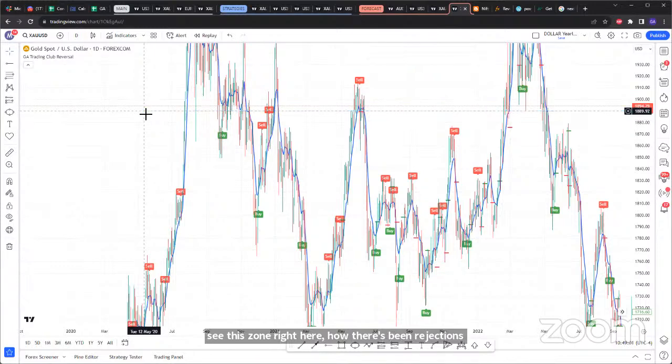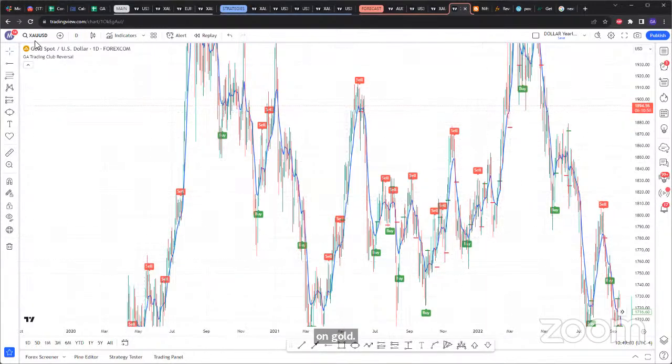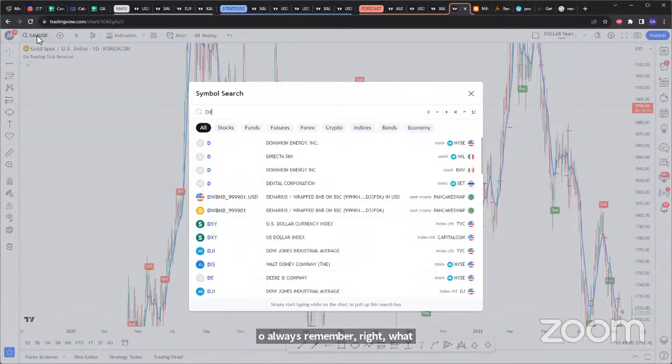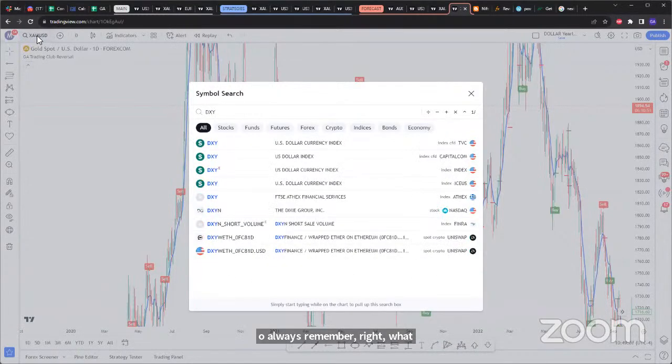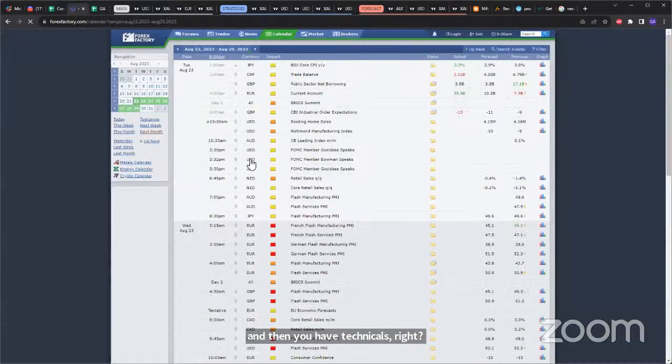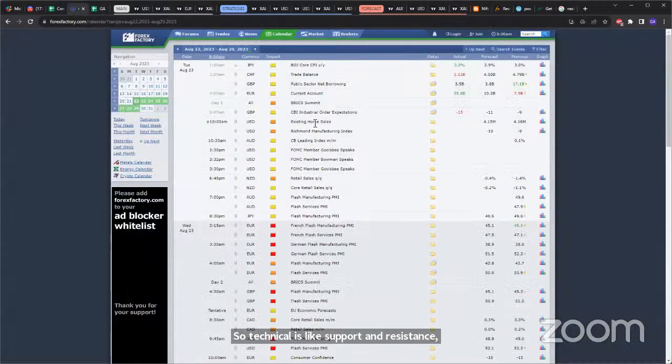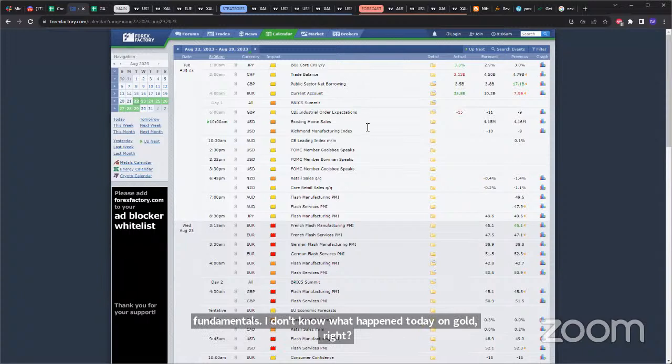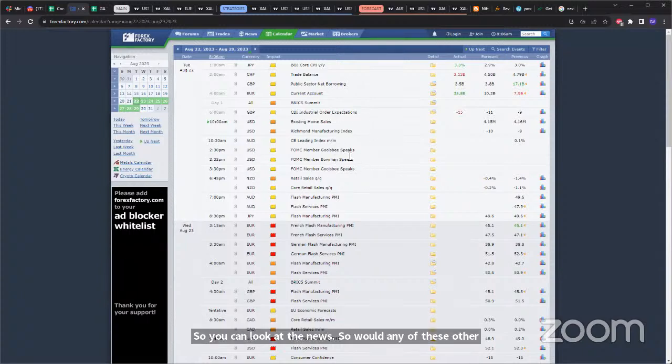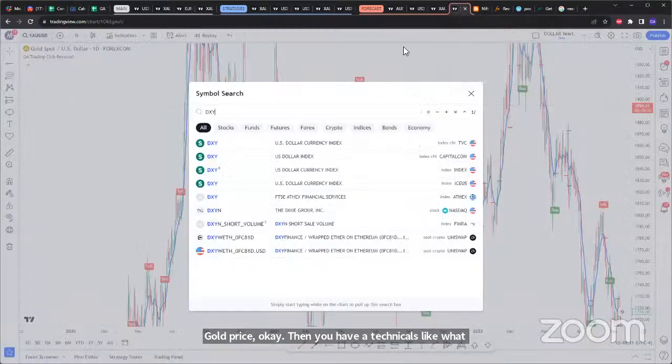Always remember, what causes price to move from one area to another? You have three things: fundamentals, sentiment, and technicals. Technical is like support and resistance. Fundamentals, I don't know what happened today on gold, so you can look at the news. Would any of these news events today have affected gold price? Then you have technicals, like what I've just showed you. It could have been support and resistance.